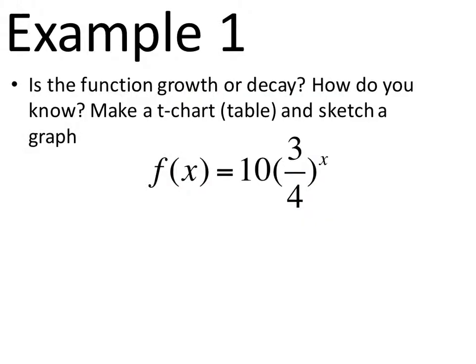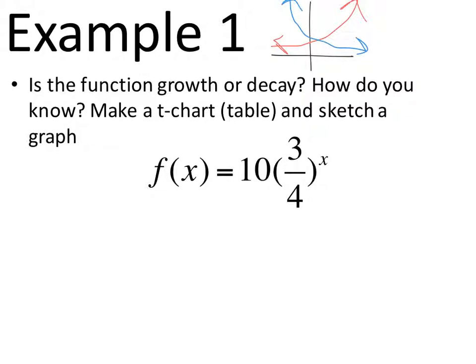Our first example is just looking at deciding whether this is an exponential growth or an exponential decay function. On the first page, we saw an exponential growth function because it went like this. So it's a growth because it's growing over time. Exponential decay is a function that's going to decrease over time.